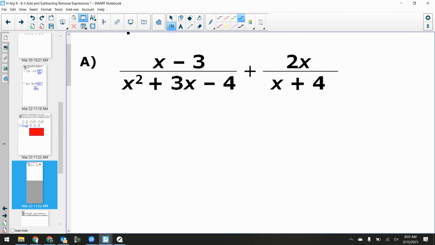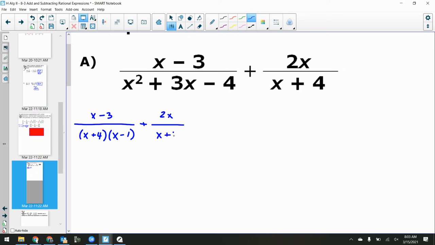So I'm just going to start rewriting the problem. I've got x minus 3 over the factored version of its denominator, right? Looking at the prime factorization of each denominator. Factors of negative 4 that have to get to positive 3 are positive 4 and negative 1. The right side is fully factored down.